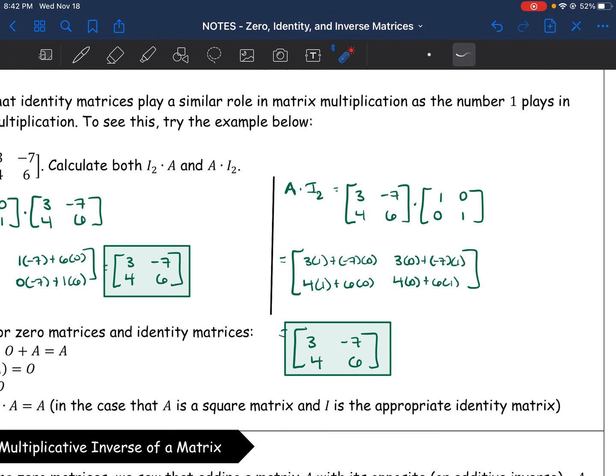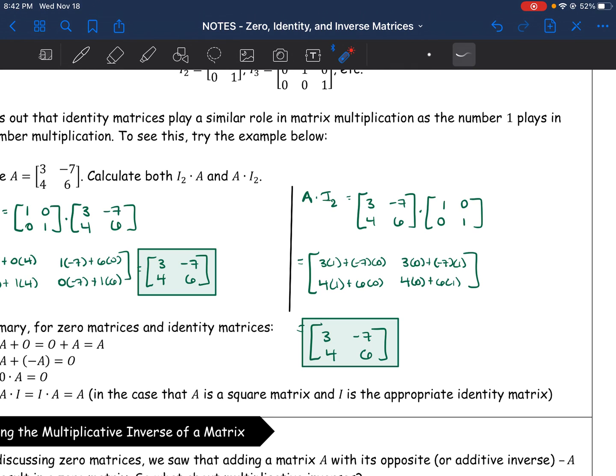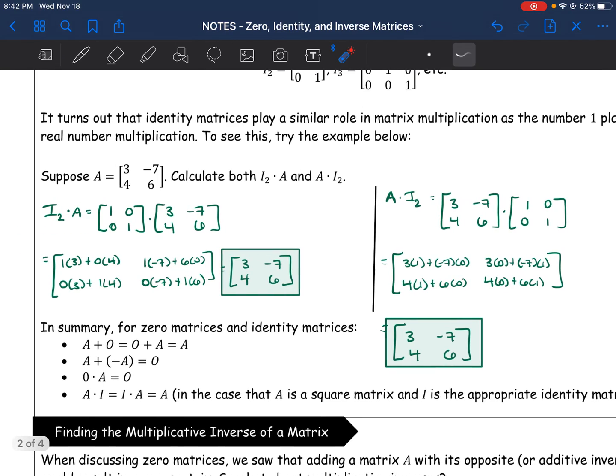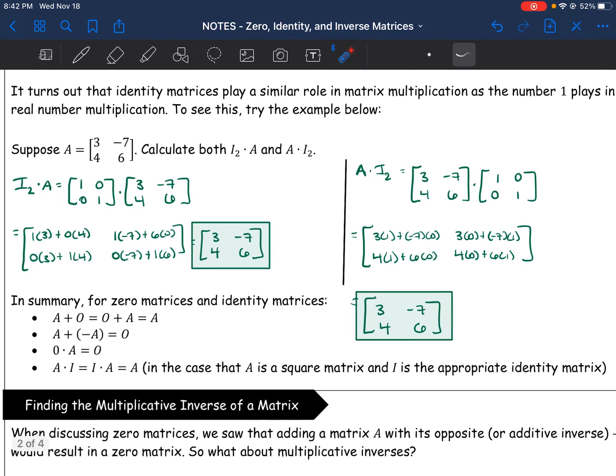So when we have an identity matrix, whether we multiply the identity matrix on the left of the matrix or on the right of the matrix, an identity matrix times another matrix A is always going to be that matrix A. So in summary, let's look at some of these properties that we've found so far. A matrix A plus a 0 matrix equals matrix A. Also a 0 matrix plus matrix A also equals matrix A. A plus its additive inverse will equal a 0 matrix. 0 times a matrix A will equal a 0 matrix.